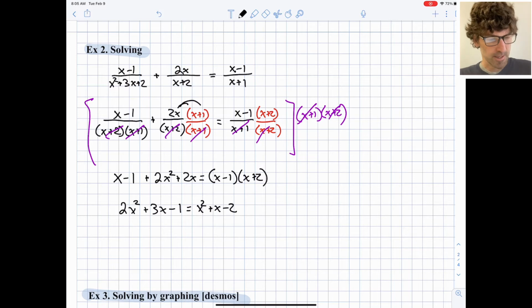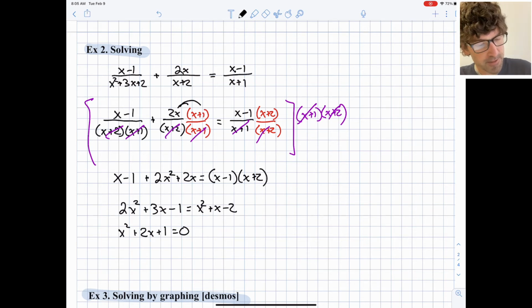So let's go ahead, looks like we have a quadratic to solve, so I will force the right side to be 0. Let's get the right side to be 0 by subtracting some things away from that right-hand side. So subtracting away the x squared leaves me with an x squared on the left. Subtracting away an x leaves me a 2x on the left, and adding 2 to both sides gives me a plus 1 on the left, and that all equals 0.